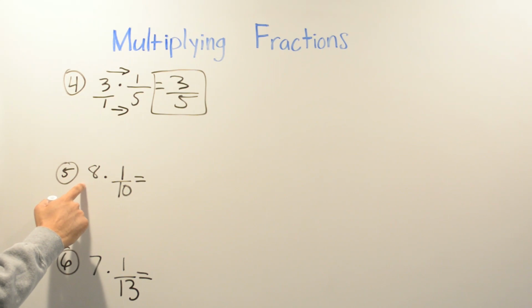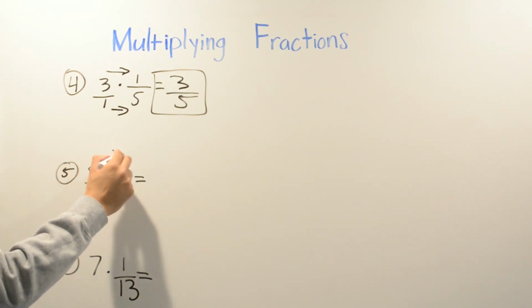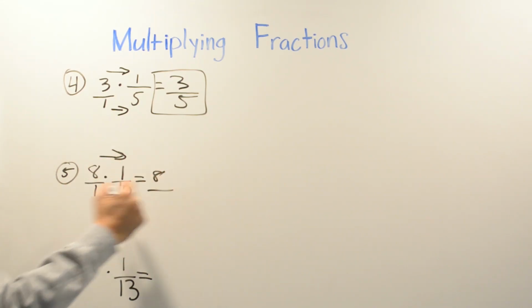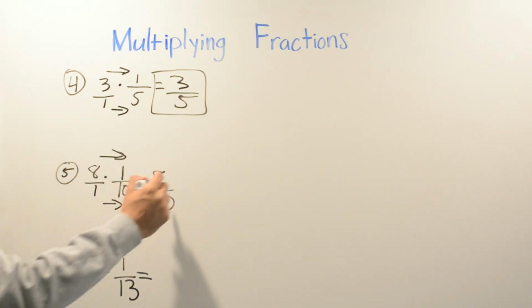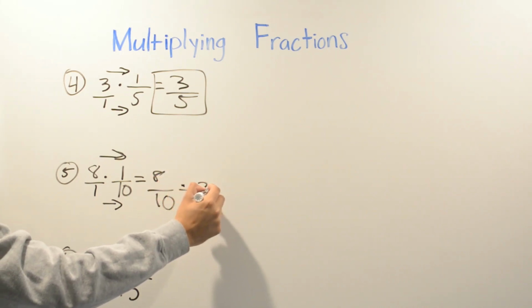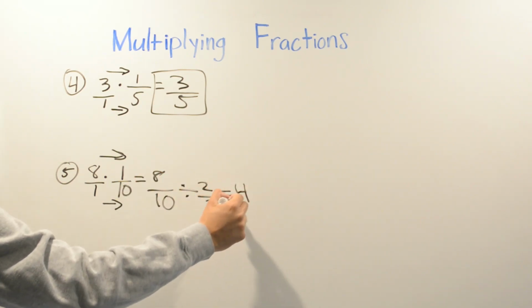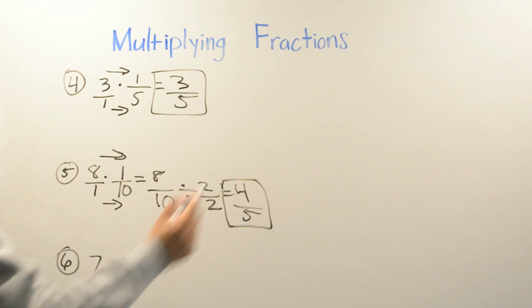Number 5, you do the same thing, put 1, multiply straight. 8 times 1 is 8, and then 1 times 10 is 10. Here we can go ahead and simplify, and let's find the greatest common factor for both, which is going to be 2. So you go ahead and divide both numbers by 2. So 2 goes into 8 4 times, and 2 goes into 10 5 times. So the answer is 4/5.